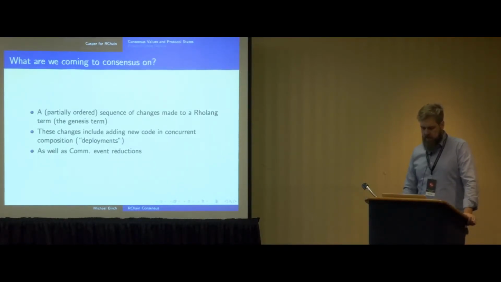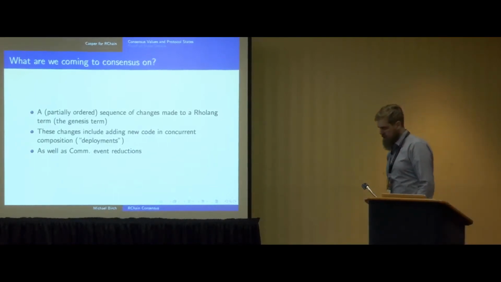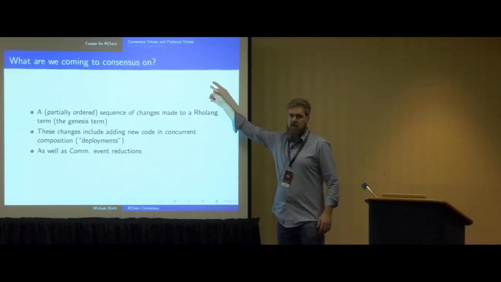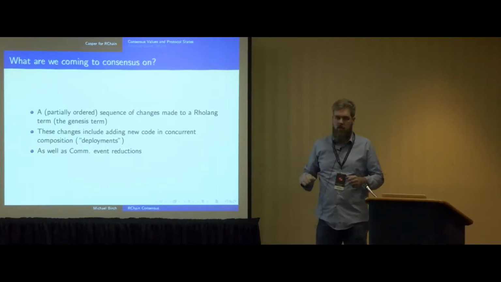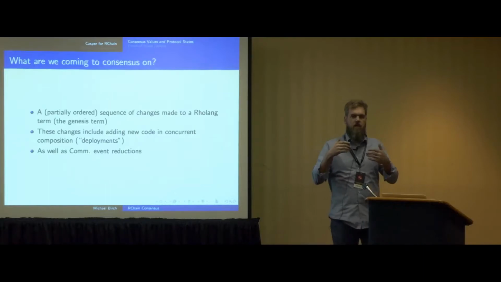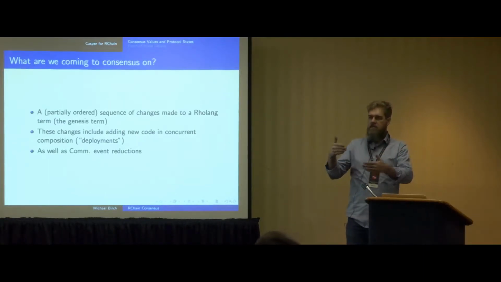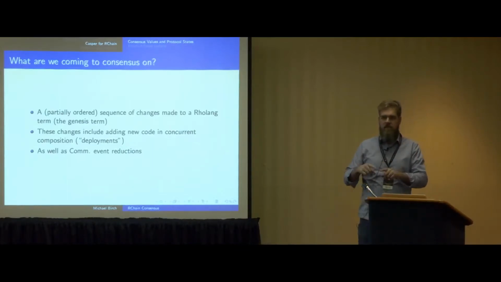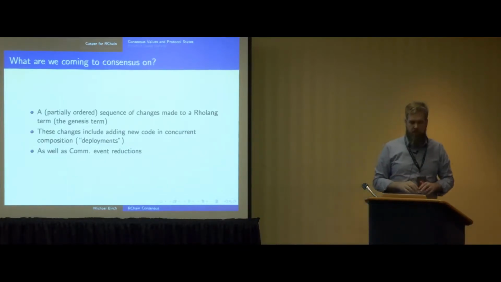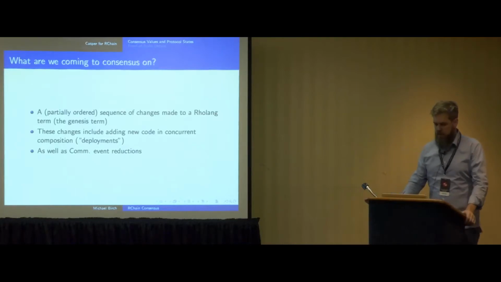A partially ordered sequence of changes made to a Rholang term. It's what we're coming to consensus on. So the state starts in the Genesis block as some Rholang term, and then as we get deployments, we need to decide in what order those deployments happen. As we get reductions, we need to decide races, all those sorts of things. These are the sequence of changes made to the Rholang term.